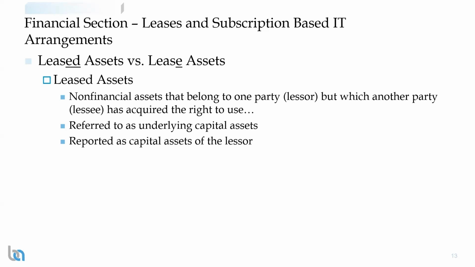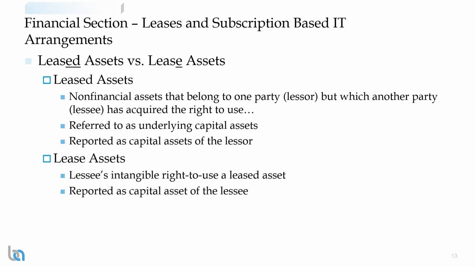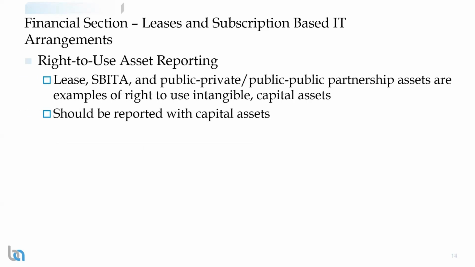If you're a lessee, then you would report a lease asset, and this is your right to use a leased asset, and it's essentially a capital asset of the lessee. And these are supposed to be reported with capital assets. I think that's another presentation issue they identified. So lease assets, subscription-based IT arrangements, SPIDAs, public-private or public-public partnership assets are intangible assets. They should be reported with capital assets.